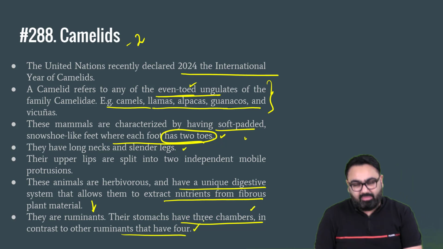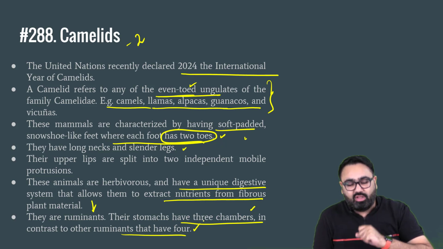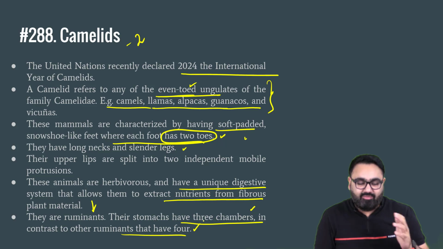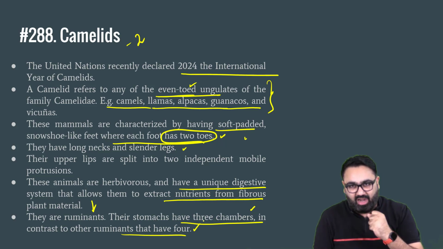Ruminants are those animals that can store a lot of food in them, so that even after some time, if they don't get food, they will be able to survive just by chewing on that food.